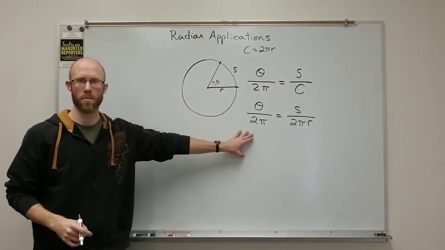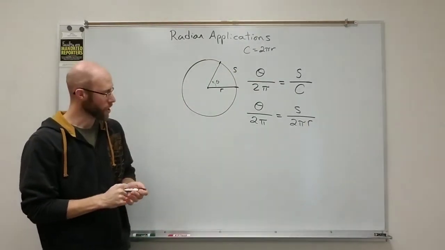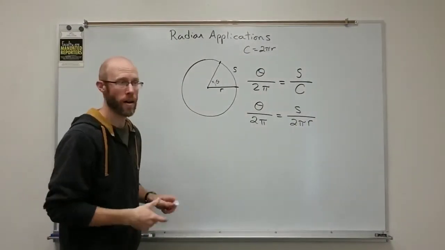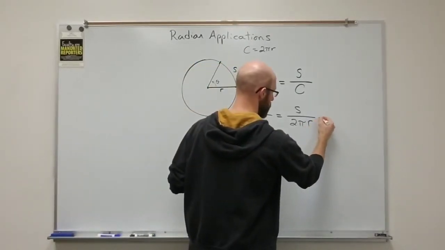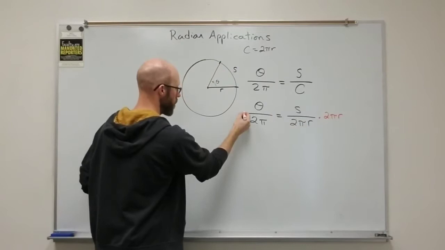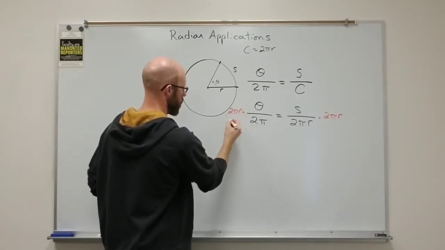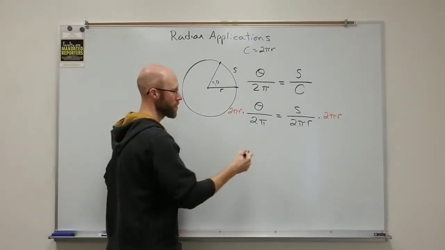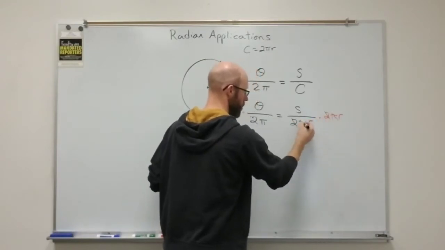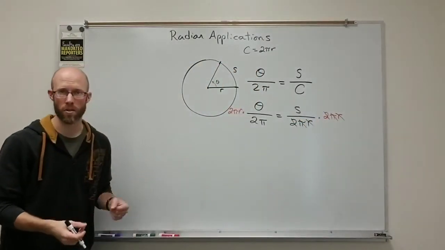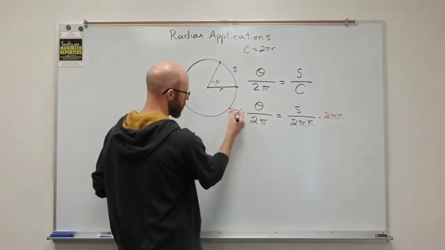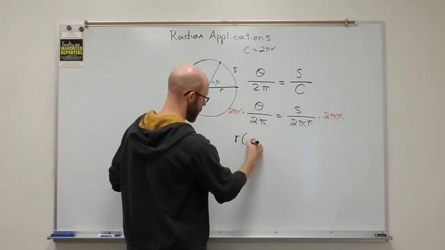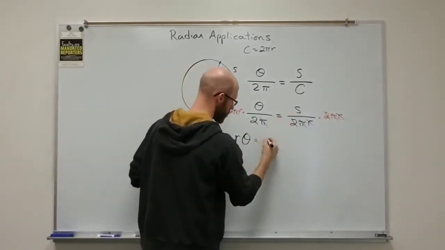you'll see we're starting to get some similarities here on each side of the equation. To get rid of the fraction, I might multiply by the least common denominator, which is 2 pi r. So I'm going to multiply both sides of this equation by 2 pi r. And what's nice about that is on the right side, everything in the denominator cancels out. The 2, the pi, and the r, they all drop out. On the left side, the 2 drops out and the pi drops out, but the r stays. And so what we end up with is r times theta is equal to s.